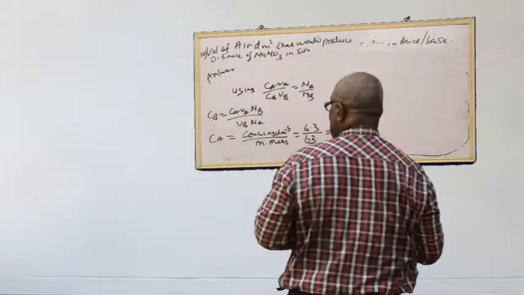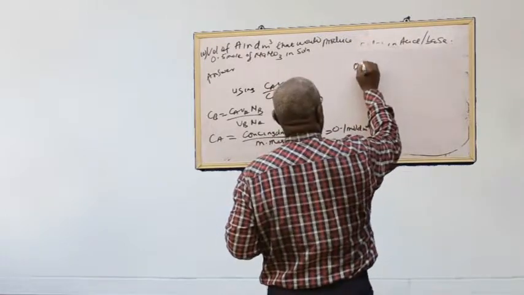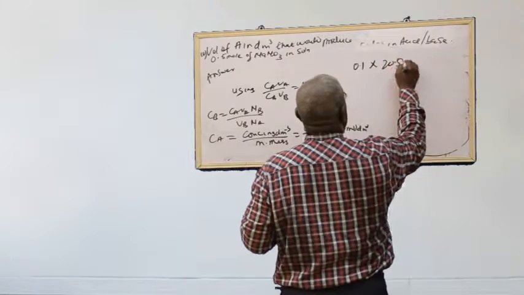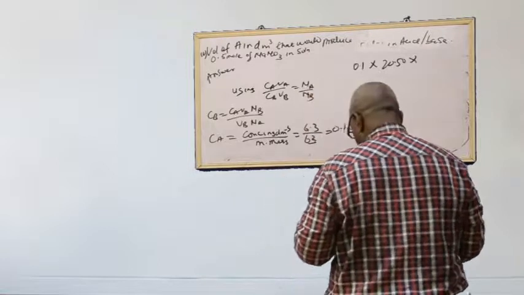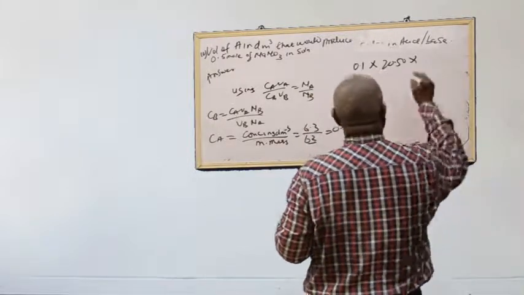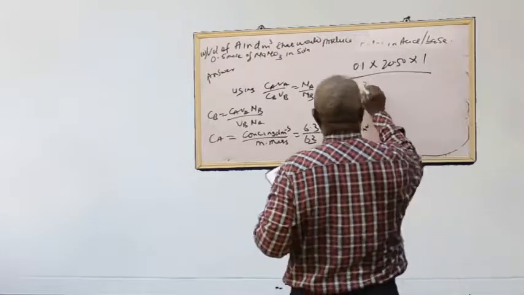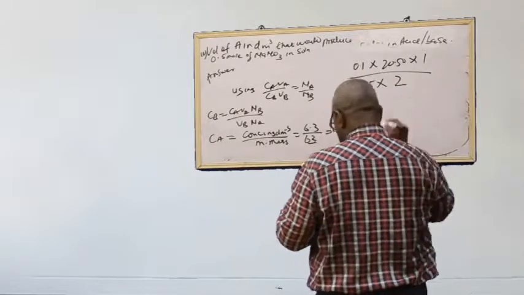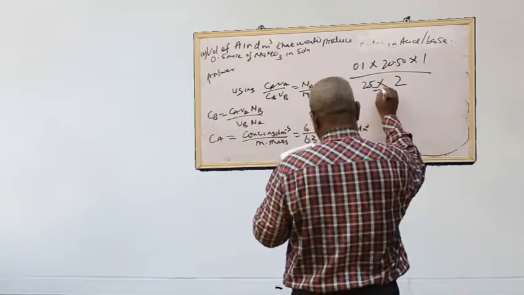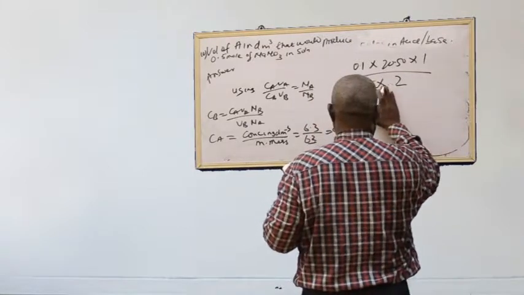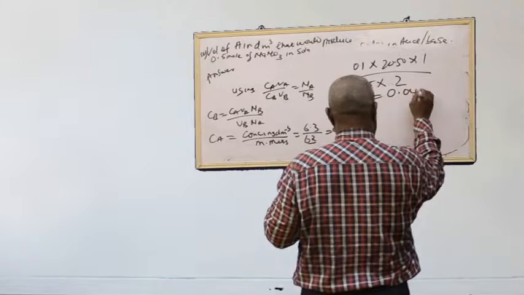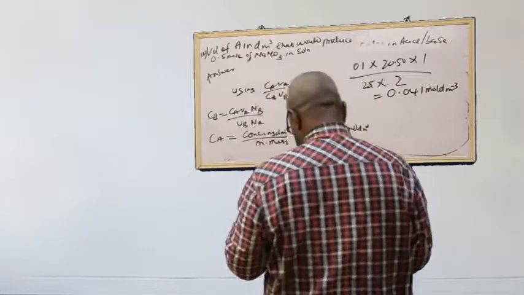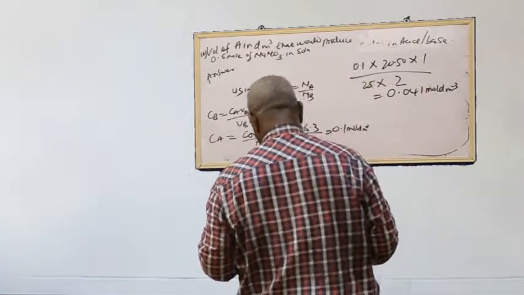So let's substitute into Cb. Our Ca is 0.1 multiplied by volume, the given volume is 20.50, multiplied by Nb, which in the equation is 1, over our Vb, which is 25, multiplied by Na, which is 2. What is the answer? The answer is 0.041 mole per dm cube.